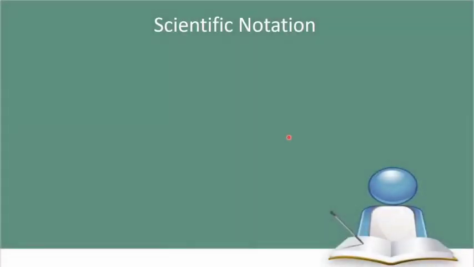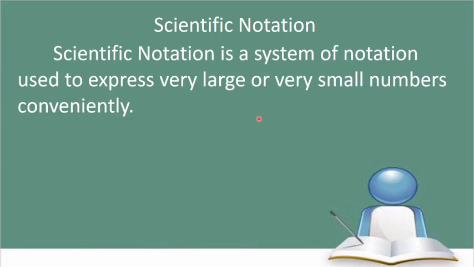Good day, everyone. Today, we will discuss scientific notation. So what is scientific notation? Scientific notation is a system of notation used to express very large or very small numbers conveniently.